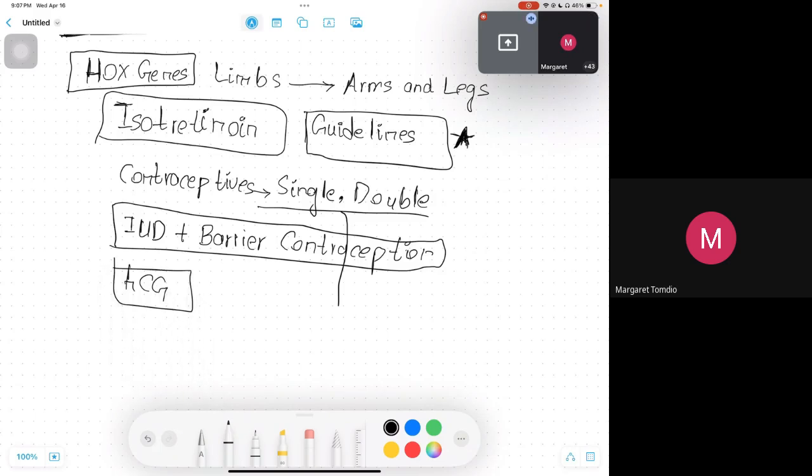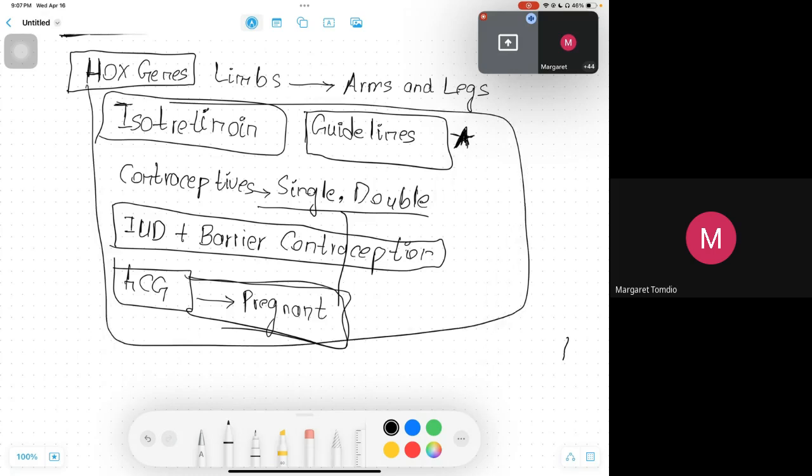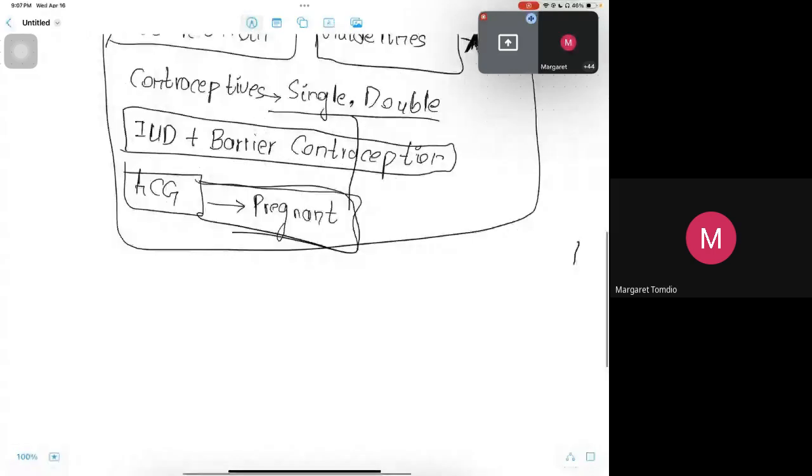So you have to check for HCG in the urine. You have to check if the patient is pregnant or not. First of all, you will check if the patient is pregnant, and then you will start barrier contraception and the pill contraception, and then and only then you can give the patient isotretinoin. So these are some important recommendations or guidelines regarding isotretinoin that you have to remember.